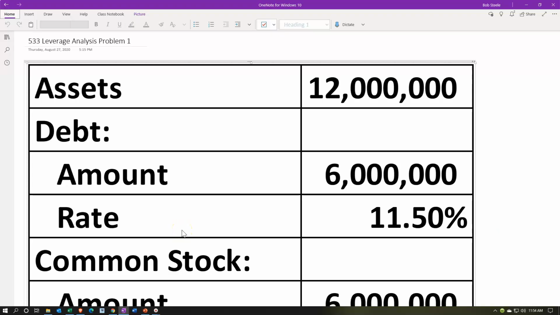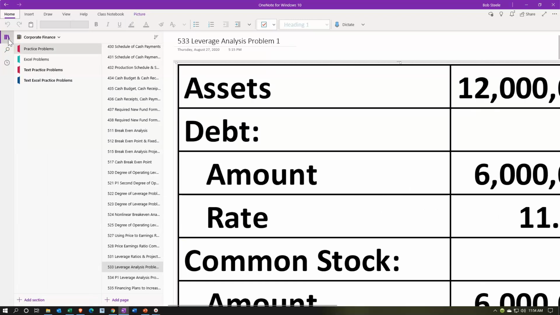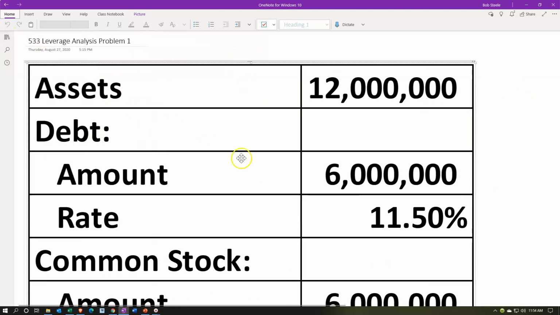Here we are in OneNote. If you would like to follow along in OneNote, you're not required to do so, but if you have access to it and would like to, we are in the 533 Leverage Analysis Problem 1 tab in the Practice Problems section. Closing this back out, we're going to read through the information up top, and then we'll go through a smaller component of that information as we use it to fill out the practice problem.